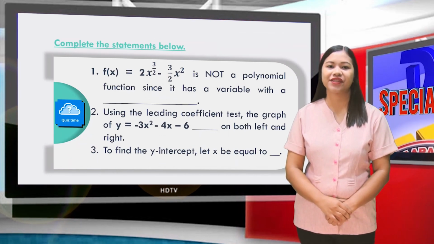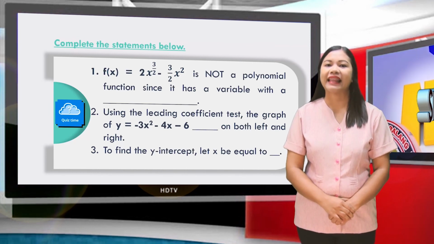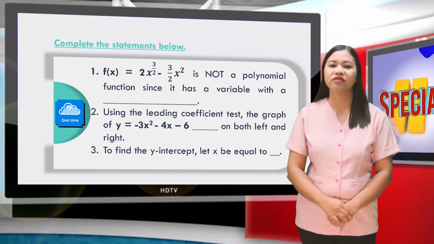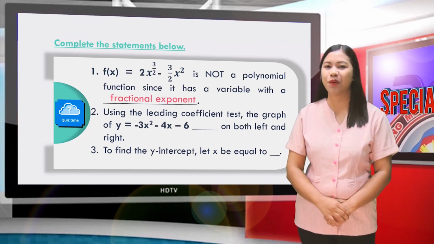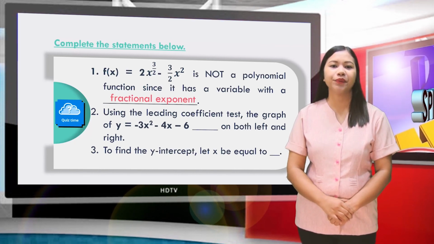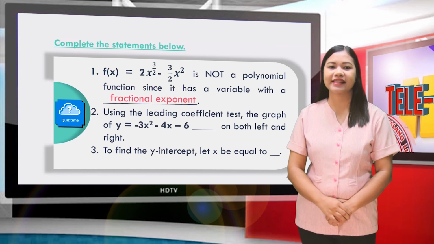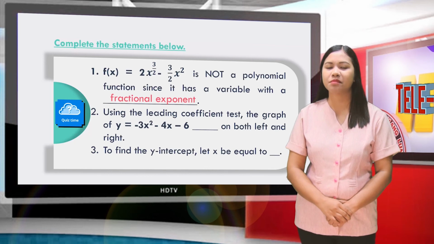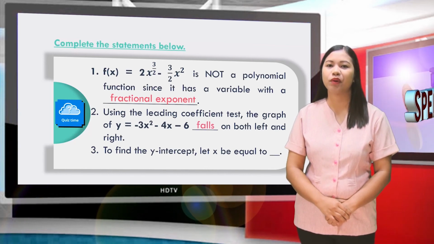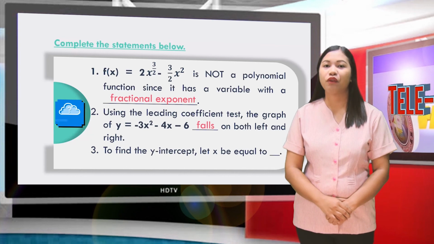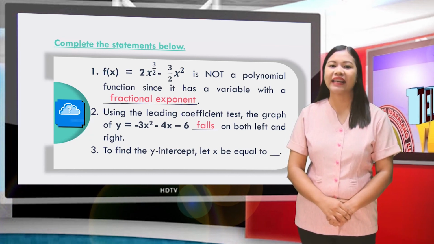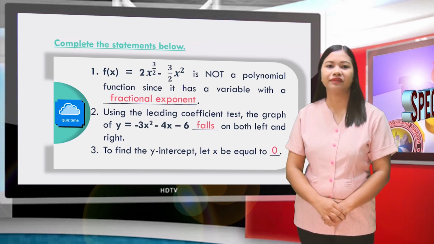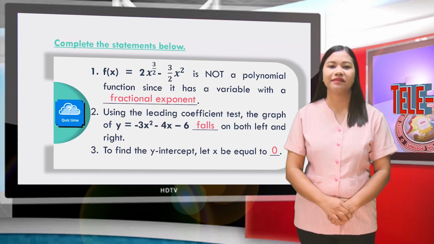Let's check your answers. For number 1, the given equation is not a polynomial function since it has a variable with a fractional exponent. For number 2, using the leading coefficient test, the graph of y equals negative 3x squared minus 4x minus 6 falls on both left and right. For number 3, to find the y-intercept, let x be equal to 0. Last 2 items.